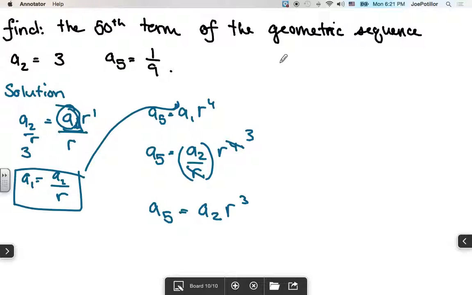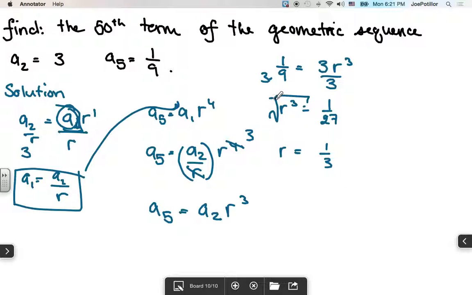So a sub 5 is 1/9, which is equal to 3 times r to the 3rd power. Divided by 3, r to the 3rd is equal to 1/27. And r is equal to 1/3, because I take the cube root of both sides, and the cube root of 27 is 3. So that's that madness.